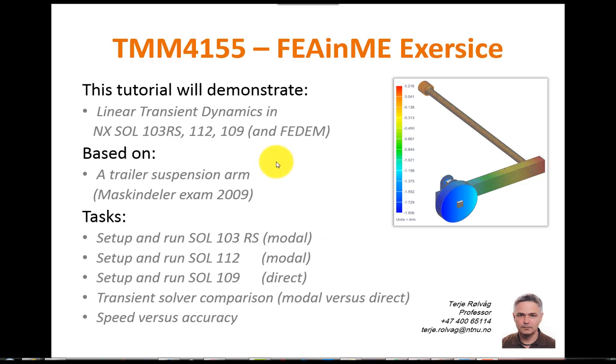Good morning everyone, I'm Terje, and today I will show you how to set up and run 4 different solvers for transient dynamics. I will use an example from a previous machine element exam from 2009, which is a quite simple suspension system: a torsional beam representing most of the flexibility, an arm which is quite rigid, and a wheel hub representing most of the mass.